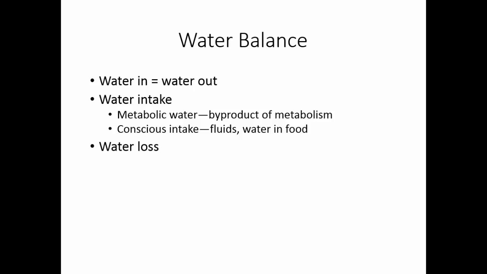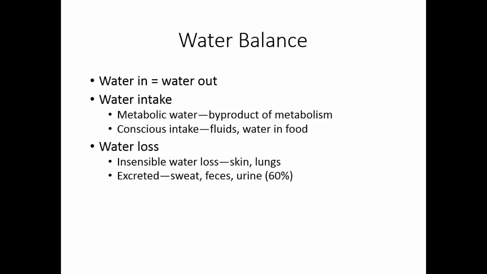Water loss can also occur in two ways. We have the insensible water loss that we're unaware of. Water evaporates from our skin. We have moisture in our breath that evaporates from our lungs. Excreted water is the water that we're more aware of: sweat, feces, and urine. About 60% of our water loss is through our urine.